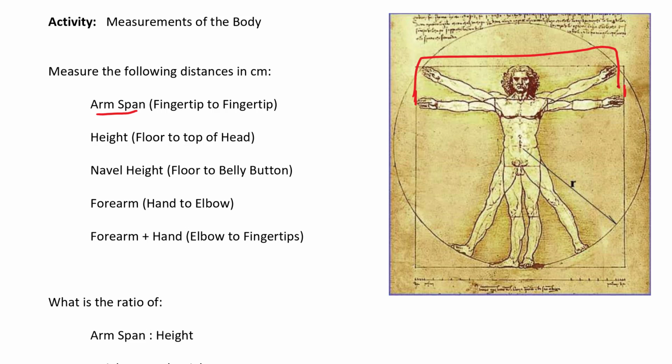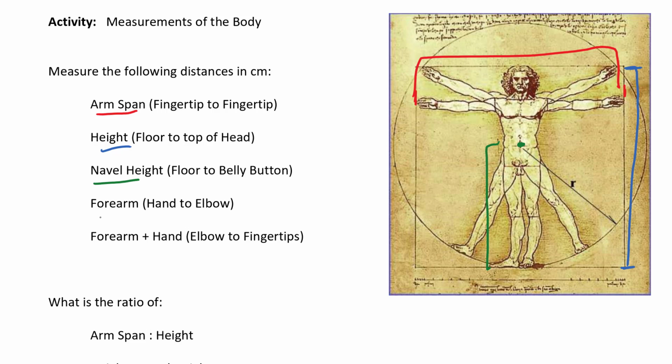So that is your arm span. I'd then like you to measure your height. This is from top of your head to your feet. I'd like you to measure your navel height. Your navel is another term for your belly button. I want your belly button to the ground.